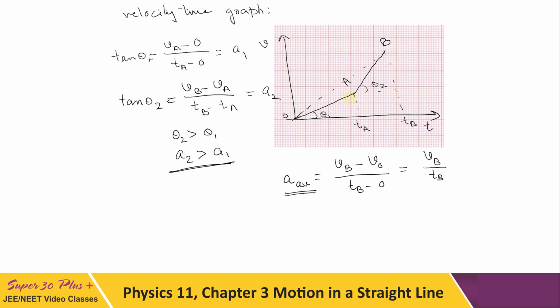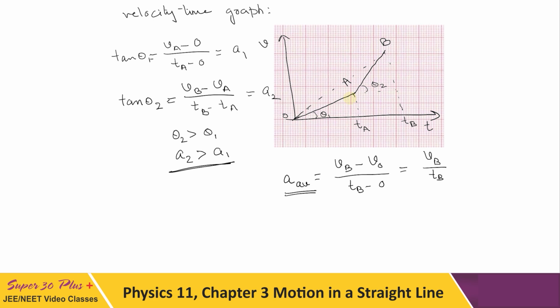Always, when it is asking for the entire journey, you have to write acceleration as final velocity minus initial velocity upon the total time taken. This is how the average is calculated. Never make this mistake. I am saying this again and again: slopes are not added as tan theta 1 plus tan theta 2 for the whole journey.